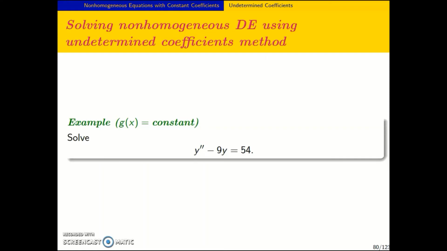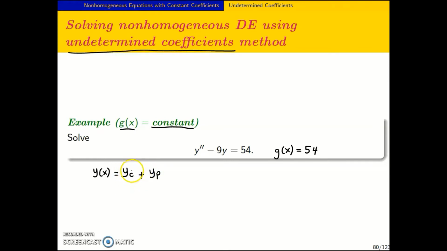So how do you solve a non-homogeneous differential equation using undetermined coefficients? The first example we're going to consider is when g(x) is a constant. In this case, we have g(x) equals 54. We know that this is non-homogeneous, so to find the solution, we have yc, the complementary solution, plus the particular solution.